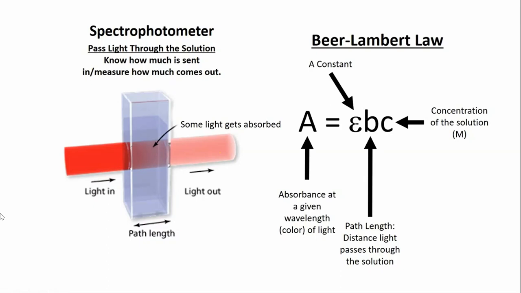The absorbance at a given wavelength or color of light, which I'll get into in a second, is related to 3 terms. A constant E, which is a constant for whatever chemical we're looking at, the path length, and the concentration. The path length and concentration are important because the path length is the amount of distance the light passes through the solution. So the path length in our example is very short, it's just the width of the container. But these can be very narrow or very wide, so that's going to change some things.